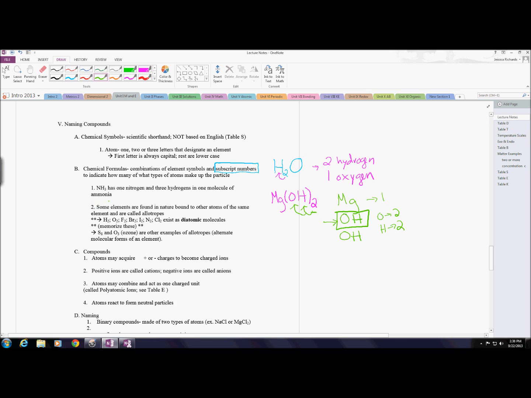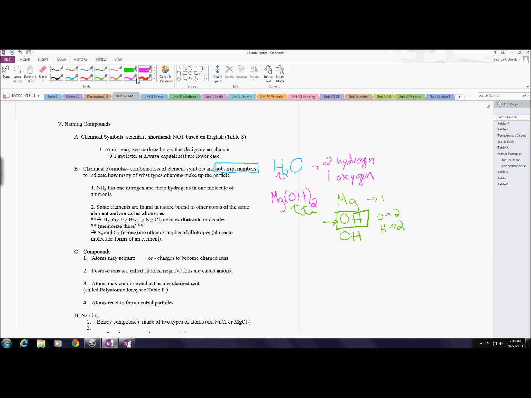There's only going to be a few compounds that you really need to know the common names of. Water would be one. Ammonia is another one. Pretty much everything else, we're just going to learn a set of rules for naming them, and you're going to follow those rules all the way through.